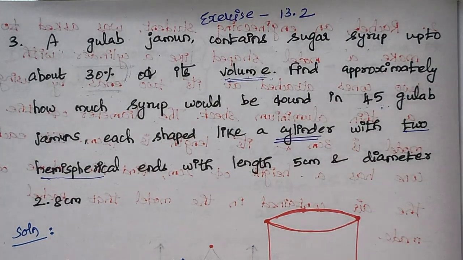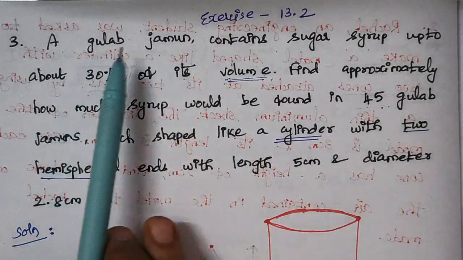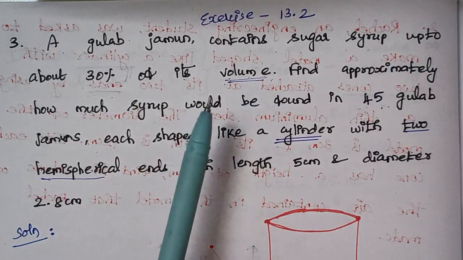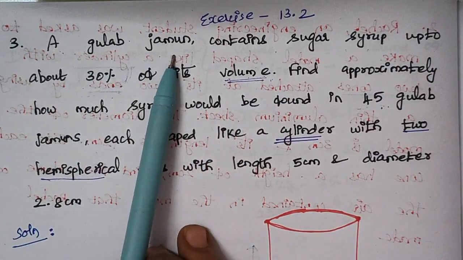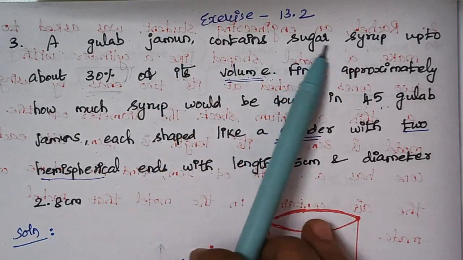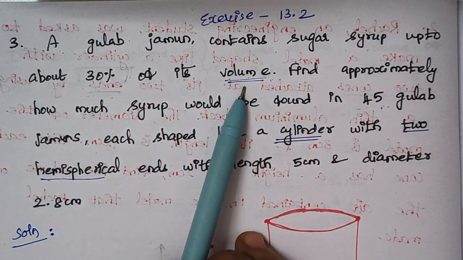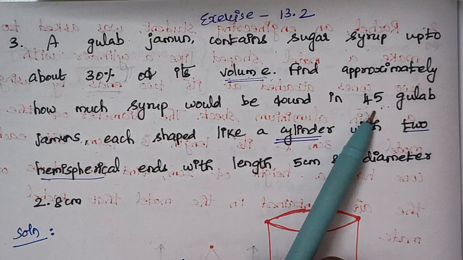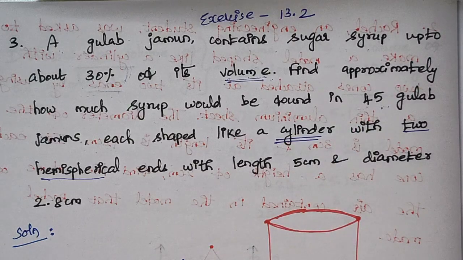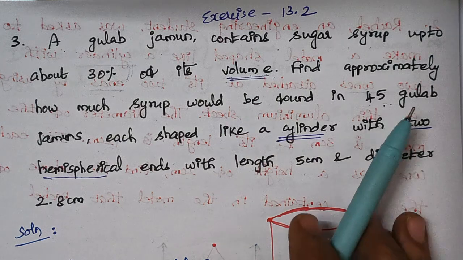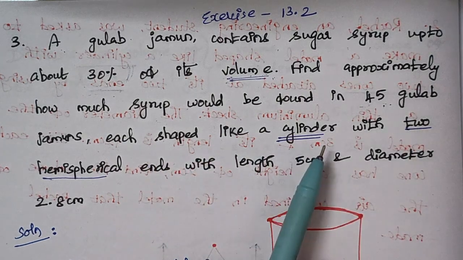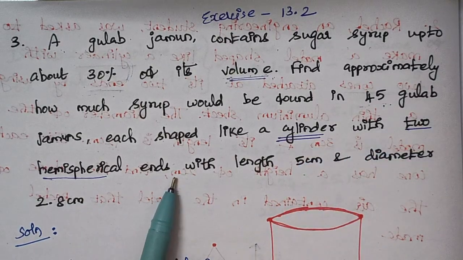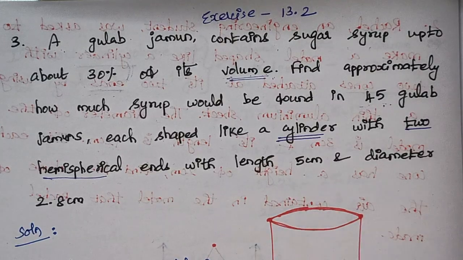So here, a gulab jamun contains sugar syrup up to 30% of its volume. We are discussing a single gulab jamun, which contains sugar syrup of 30% of its volume. Now we have to find how much syrup would be found in 45 gulab jamuns. About the shape, each is shaped like a cylinder with two hemispherical ends, and the length and the diameter are given.